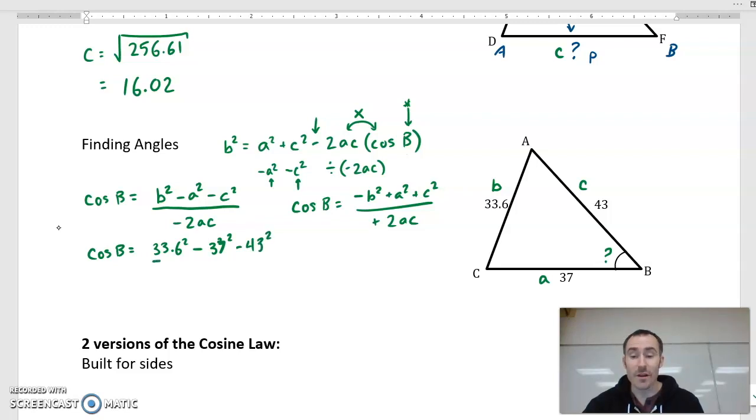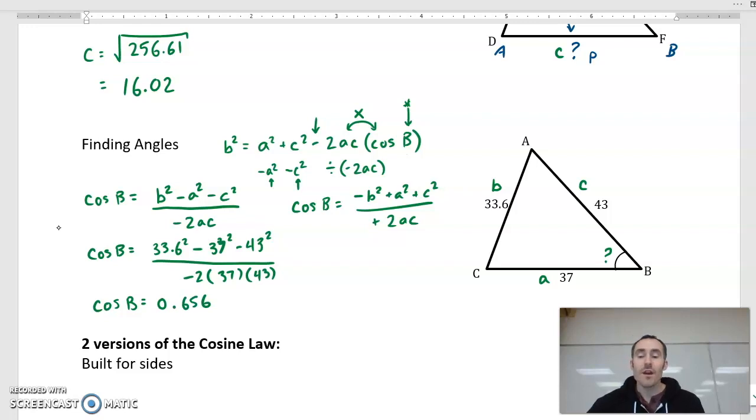and I can see that that's going to be a negative number when I do all that stuff. So it's a good thing that I'm dividing by negative 2 times 37 times 43. When I do all that stuff, I get 0.656, lots of decimal places. So the cosine of angle B is 0.656. Okay, that doesn't tell me what angle B is.